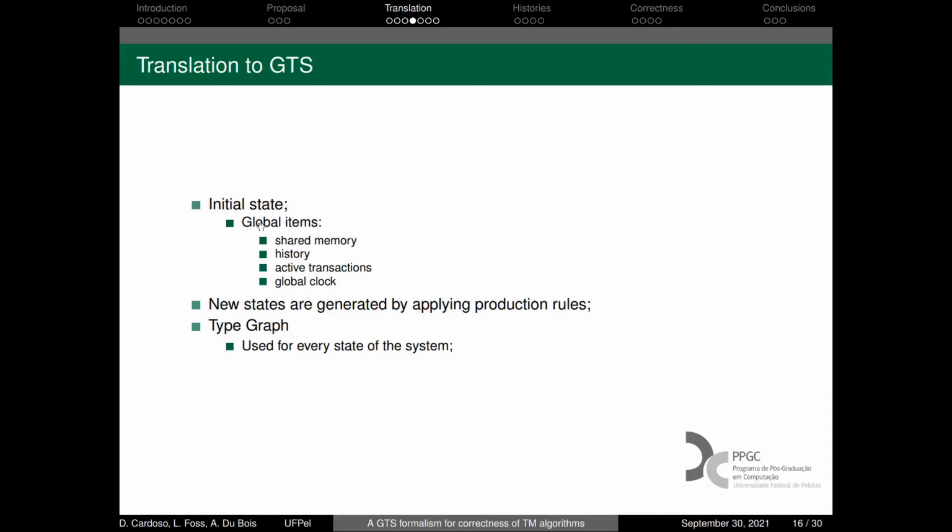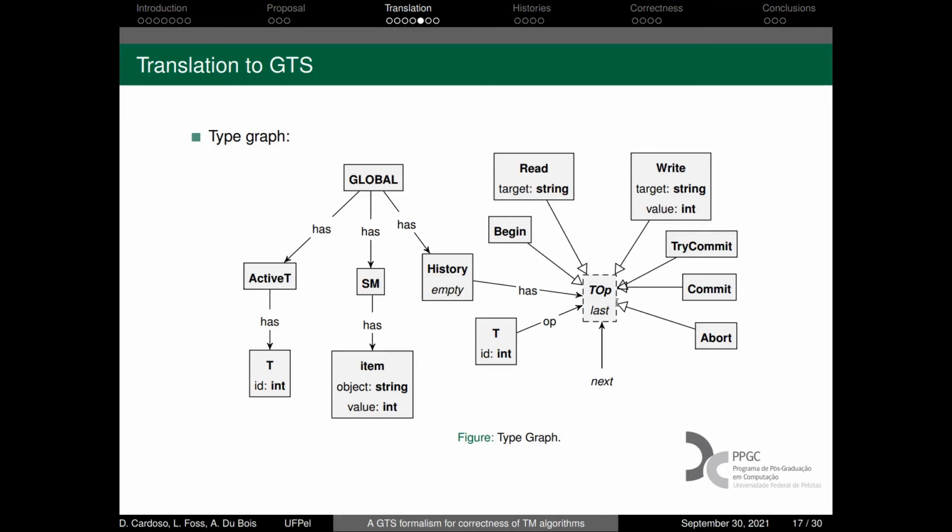That will all depend on the algorithm itself. New states in this system are generated by applying production rules, and the type graph makes sure that every new state generated is constructed correctly. Here is an example of a type graph.